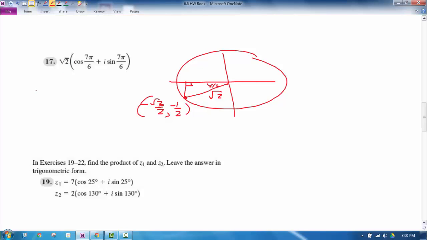So I can evaluate this then. It's square root of 2 times the cosine of this angle, which is negative square root of 3 over 2, plus i, and then sine of this would be negative 1/2.